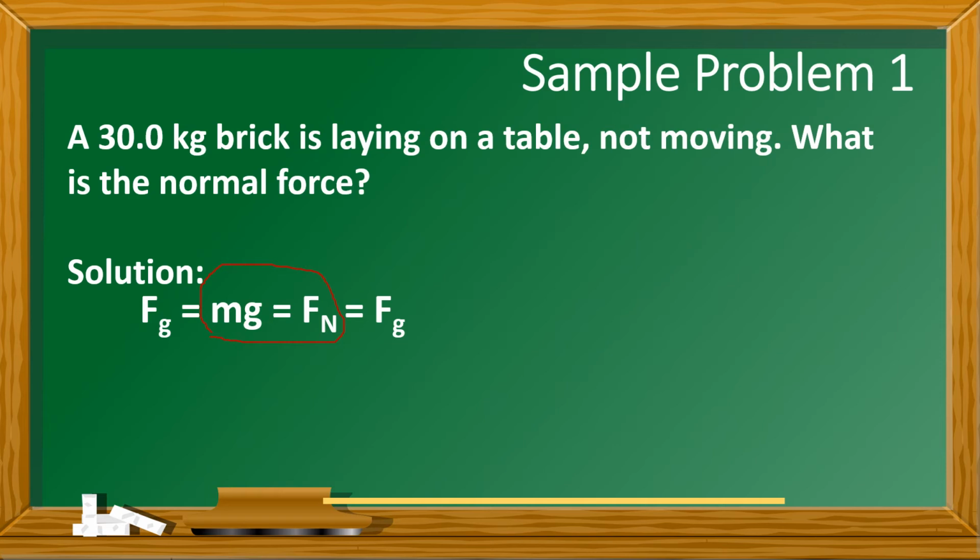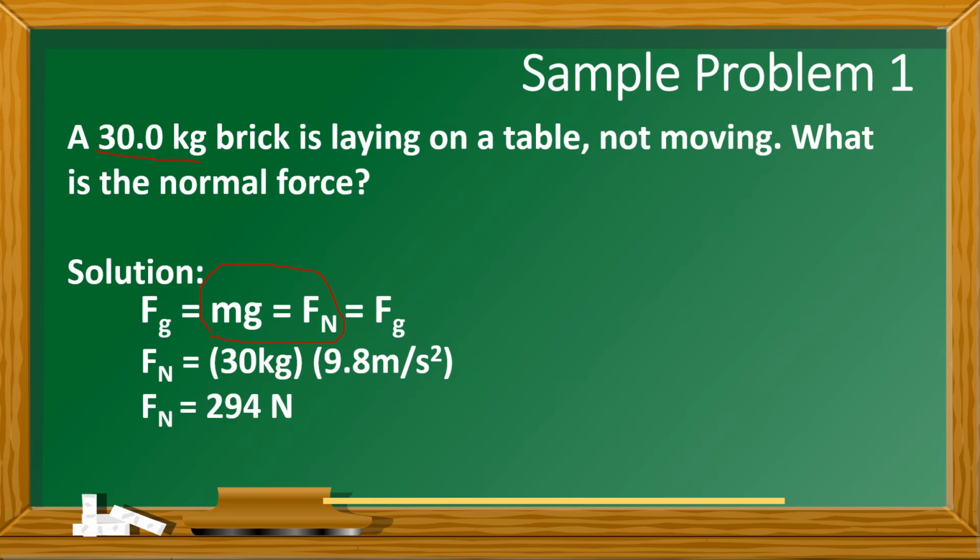Substituting the values given to the equation, we have normal force is equal to the mass, 30 kilograms, times the acceleration due to gravity, 9.8 meters per second squared. Multiplying 30 and 9.8 gives an answer of 294 newtons. Therefore, in this problem, the normal force is equal to 294 newtons.